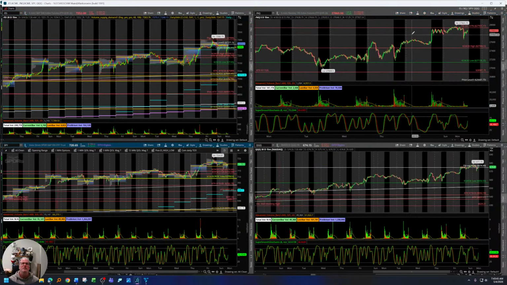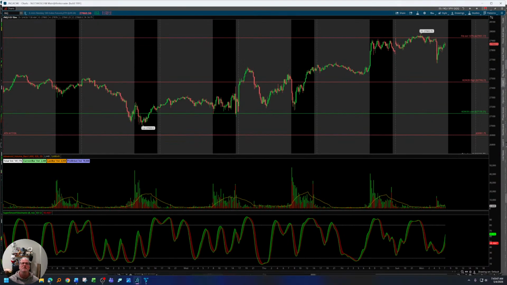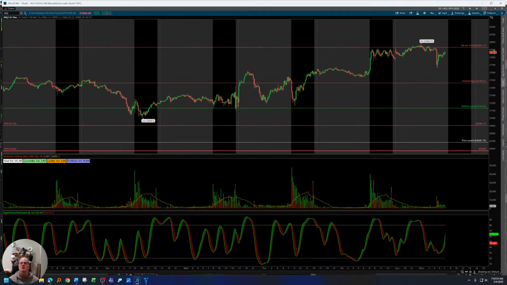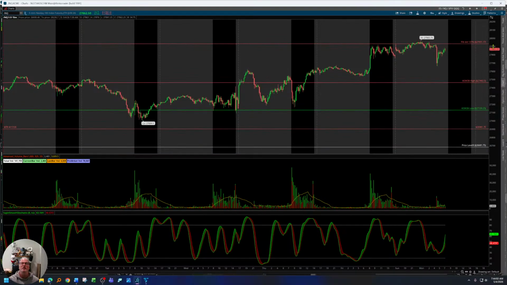Let's get over into the NASDAQ. So the NASDAQ hit this 127% Fibonacci extension, 27,931.17. Responded like a rock star on Friday, and it's rejecting it right now. So that's a key level.